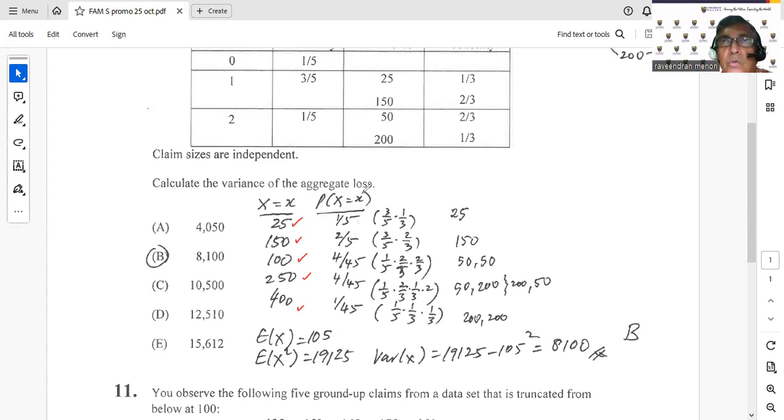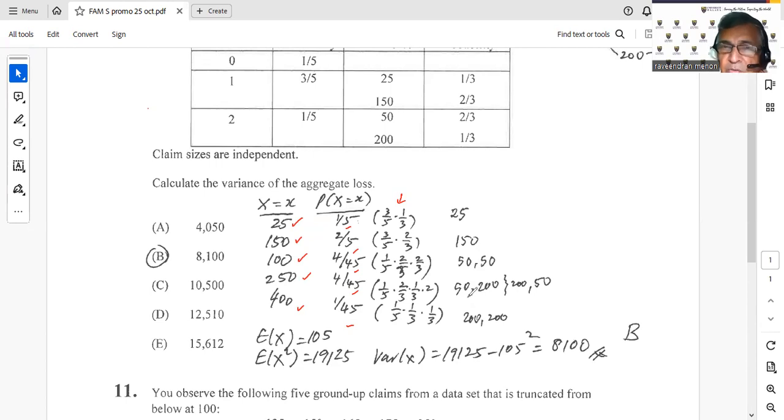I repeat, you go along the branches, you multiply out the probabilities, and I've shown it to you here again, how to get 1/5, 2/5, 4/45, 4/45, and 1/45. I've shown you all the numbers here again. These are the probabilities, and these are the amounts I tried to show you again: 25, 150, 50 and 50, or 50 and 200, 200 and 50, right?